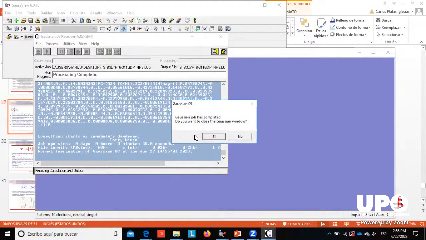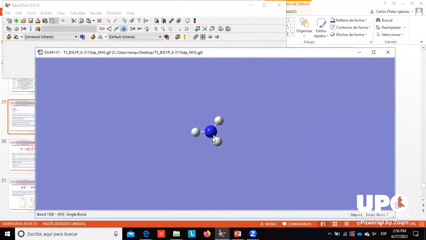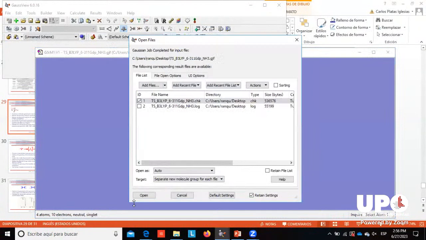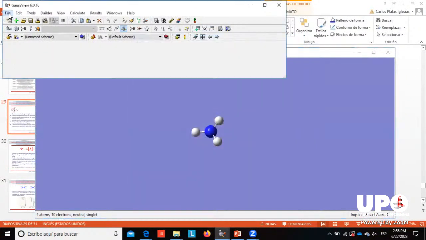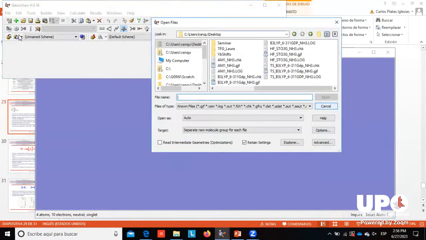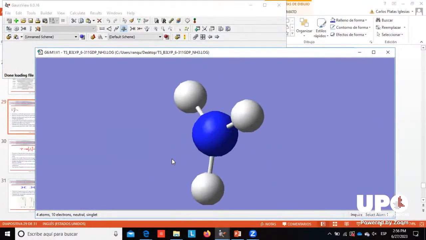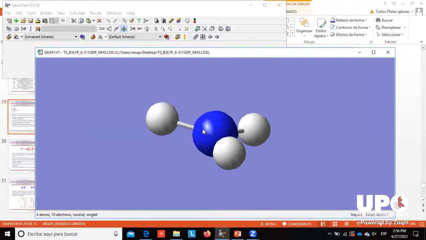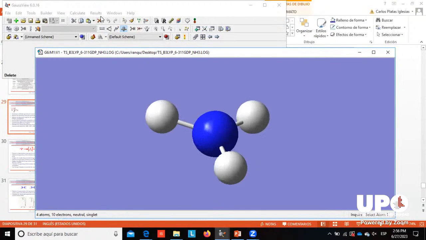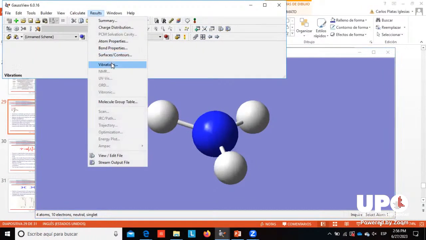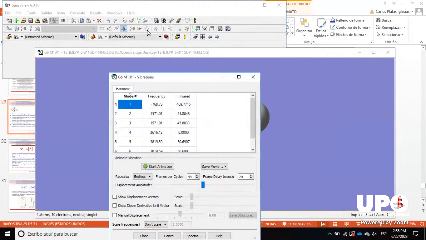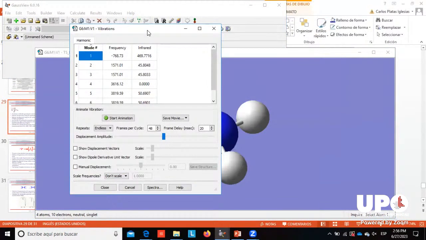Oh, it was really quick. It was so fast that I doubt maybe I made some mistake or forgot something. Let's see. Is it trigonal planar? Well, it is. You got it like that as well? Good. So the first thing now is go to vibrations and confirm that we have one and only one negative frequency. Is that the case?